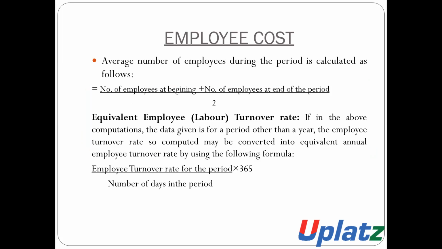The average number of employees during the period is as follows. How will we calculate the average number of employees? The average number of employees is equal to the number of employees at the beginning plus the number of employees at the end of the period, divided by 2.